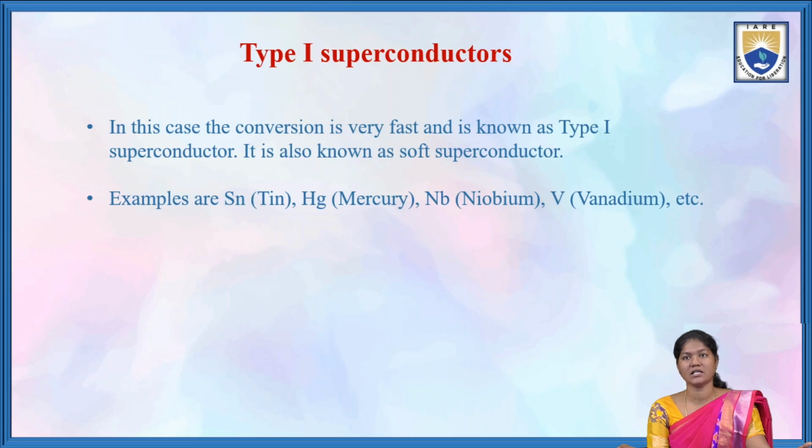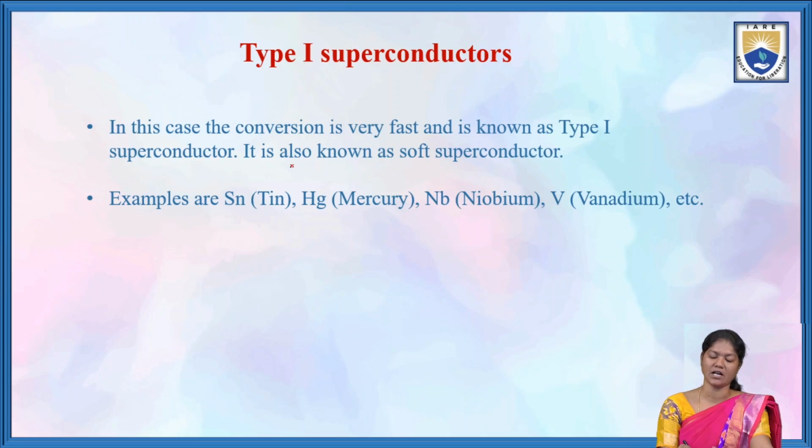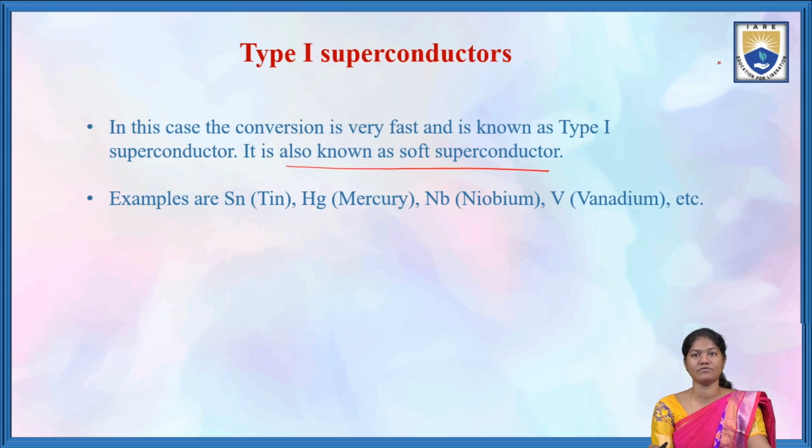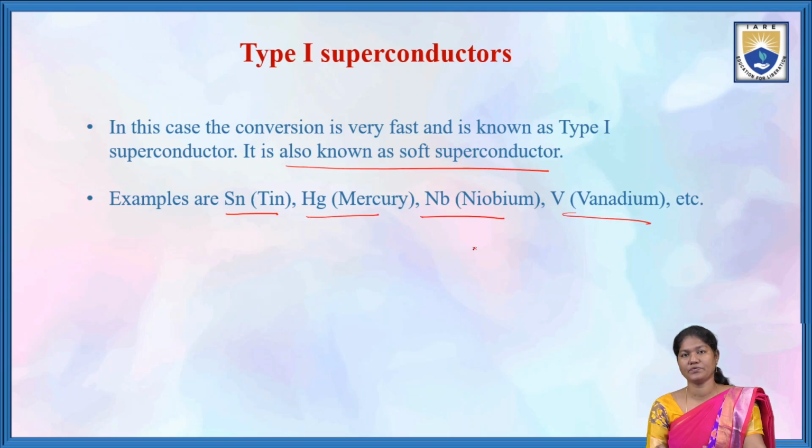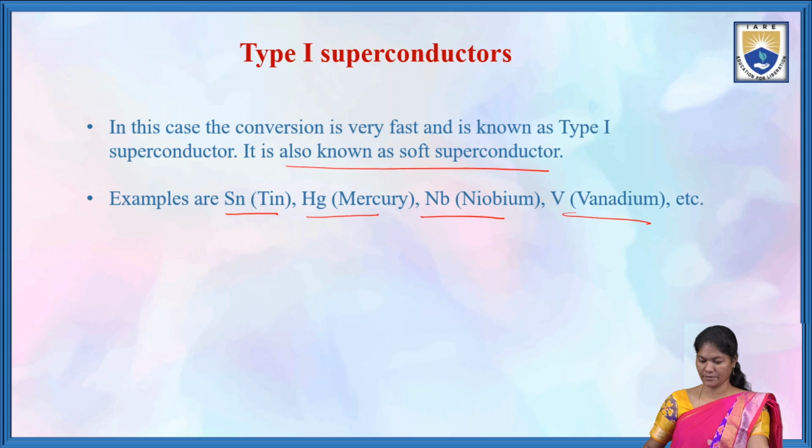This is known as a type 1 superconductor, also known as a soft superconductor. Examples are tin, mercury, niobium, vanadium, etc. These are examples of type 1 superconductors, that is, soft superconductors.